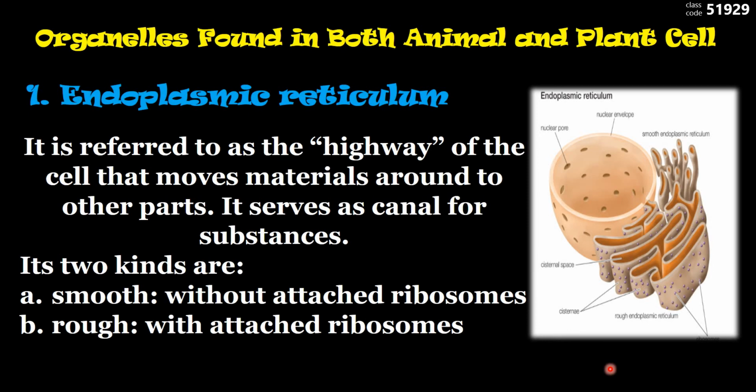It is referred to as the highway of the cell that moves materials around to other parts. It serves as a canal for substances, and we're given two kinds of this. We have the smooth, meaning without attached ribosomes, and rough with attached ribosomes. So this is the picture of the smooth and the rough endoplasmic reticulum.